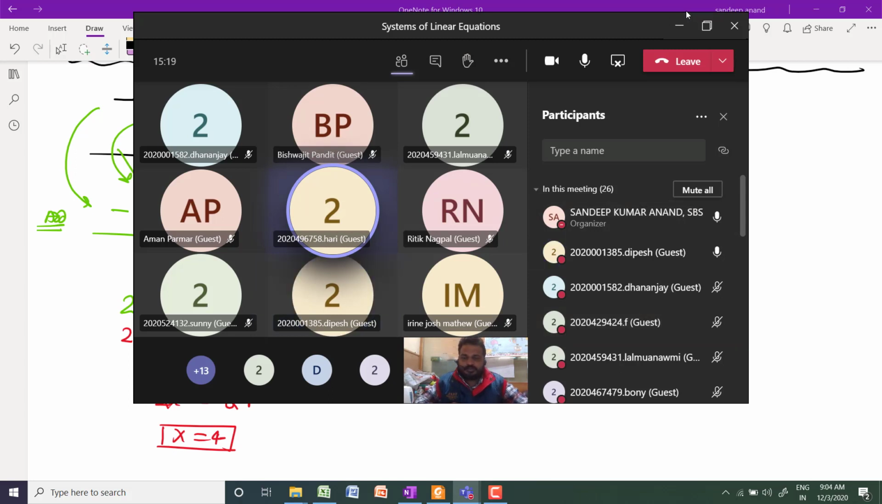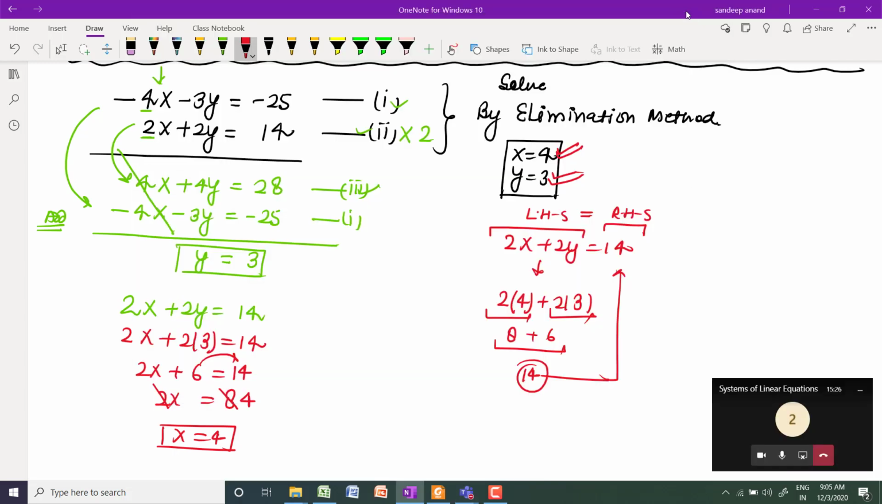Sir, is it necessary to write the last step, that LHS is equal to RHS? That is not required in the solution. This is only to check whether the answer which you got is correct or not. Suppose here you are getting x equal to 4 and y equal to 3. After the calculation, you need to check whether you got the right result. So you can put this x and y in any of the equations. I took equation number 2; you can take equation number 1 also.